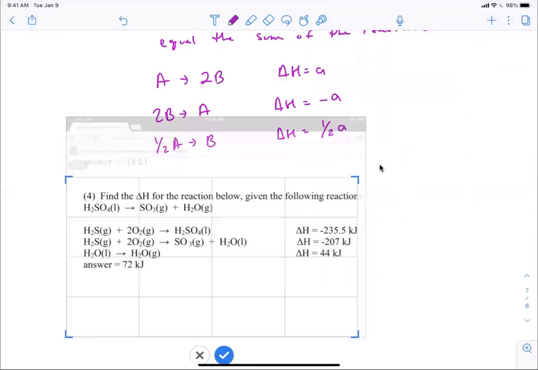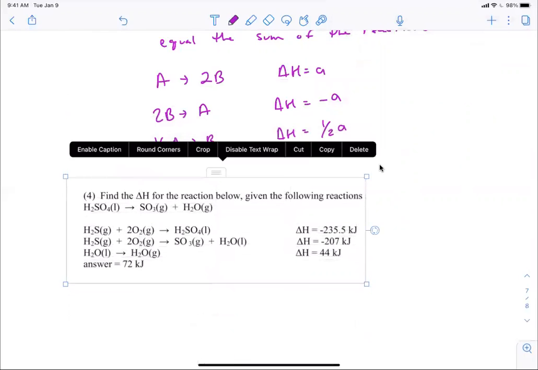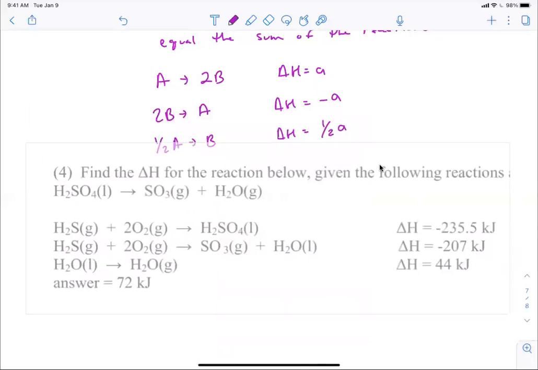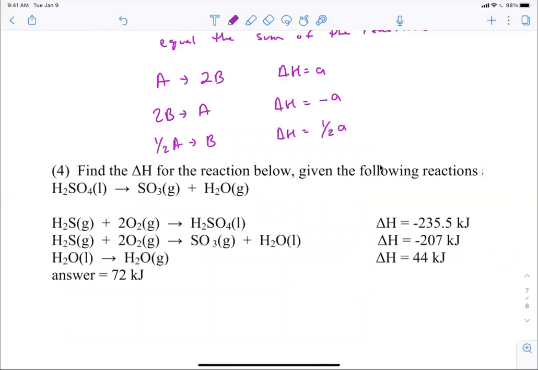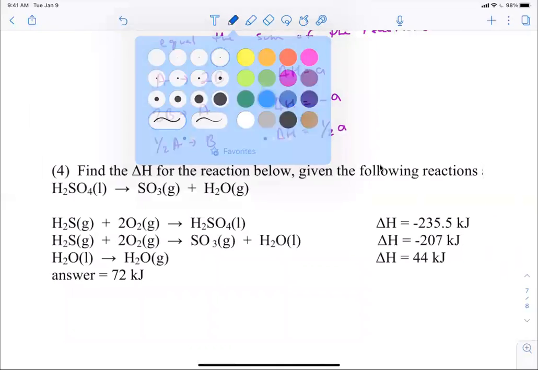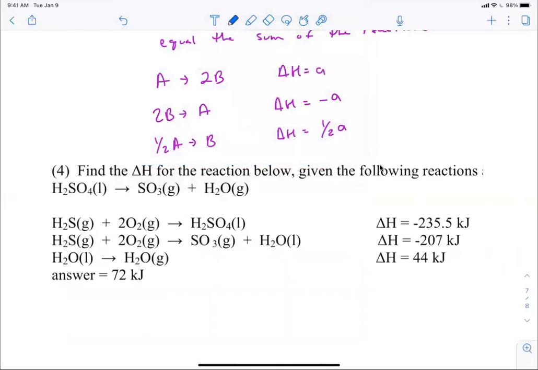Now, again, if you look at this reaction, each reaction has something that's unique to it that matches the overall reaction. For example, here, this H2SO4 liquid is only found in this reaction, which means that if it's in the overall reaction, you have to make this reaction match that. And you look at it and it's on the wrong side.